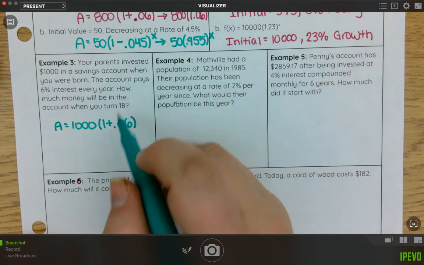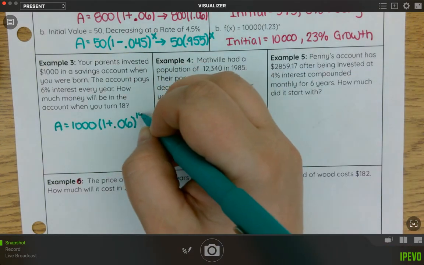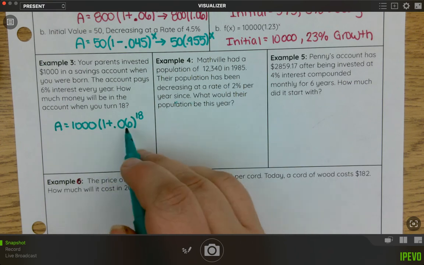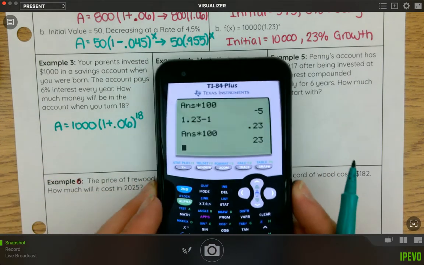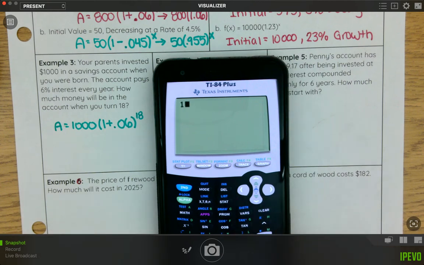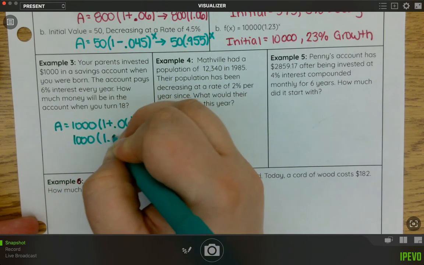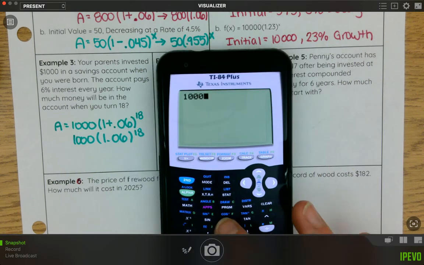And then it says how much money will be in the account when you turn 18. That's 18 years after you were born to the day, so we're going to put an 18 up there. So initial, and then either do 1 plus the rate if it's going up or 1 minus the rate if it's going down, and the exponent becomes your time. And then as I type this in, I'm going to type it in exactly as it looks. So I went ahead and added the 1 and the 0.06.